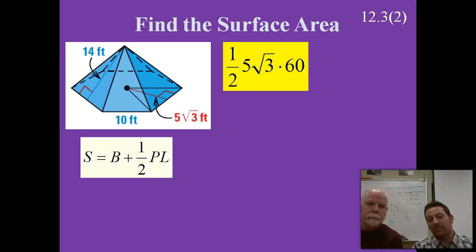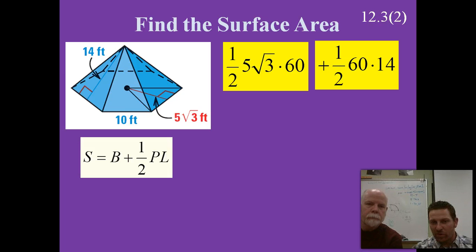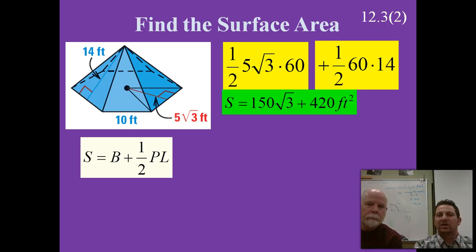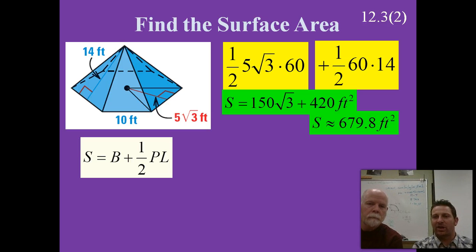Okay, or add it to our next piece here, which is now 1/2 the perimeter, so 1/2 of 60 again, because the perimeter around that hexagon on the bottom is 10 times 6, which is 60, and the 14 is the slant height there. It's off to the left in blue, and so all you got to do is plug that into your calculator and hit enter, and you'll get the answer of 150 root 3 plus 420 feet. Now you can't put those together because of that radical 3 there, but if you follow that through on your calculator, you get approximately 679.8 feet squared.